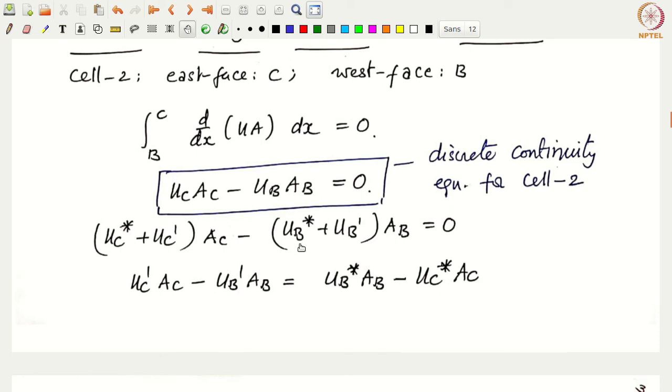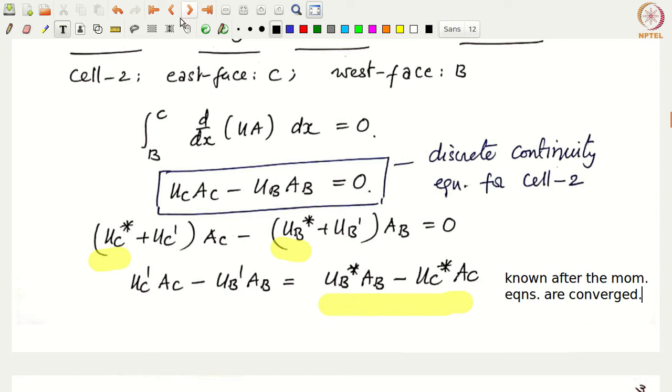Then we can send the star values to the right hand side because those are known at this particular time. Essentially we can send UB star times AB and UC star times AC to the right hand side. So minus UB star AB going to the right hand side makes it UB star AB, and plus UC star AC becomes minus UC star AC on the right hand side. This is what is already known after the momentum equations are converged. That means what you are left with is UC prime AC minus UB prime AB equals such and such on the right hand side.